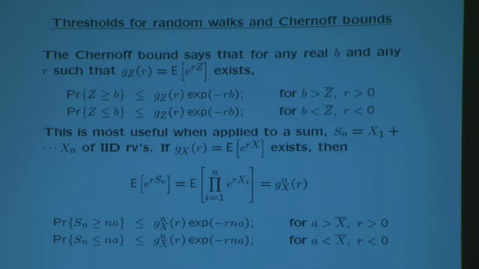Now I'm applying the Chernoff bound to the random variable S_n. What's the probability that S_n is greater than or equal to n times a? It's g_X of r to the n times e to the minus r n a. That's what the Chernoff bound says. This is the Chernoff bound for one side of the distribution, and there's a corresponding one for the other side. This only makes sense and has interesting values when a is bigger than the mean, or when a is less than the mean, and when r is greater than 0 for the first one and less than 0 for the other.